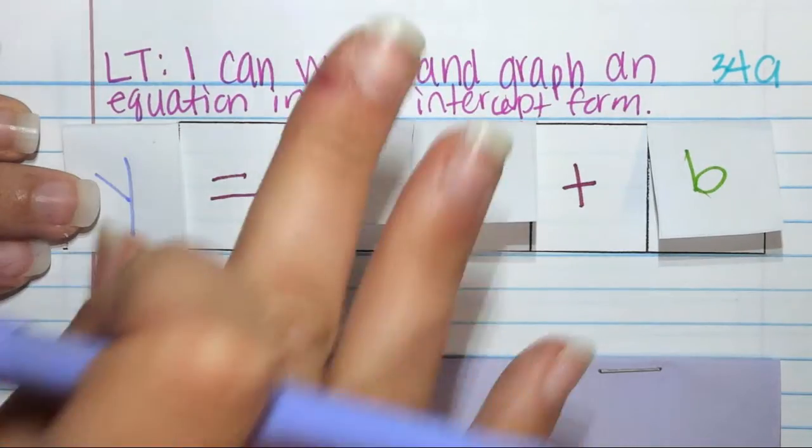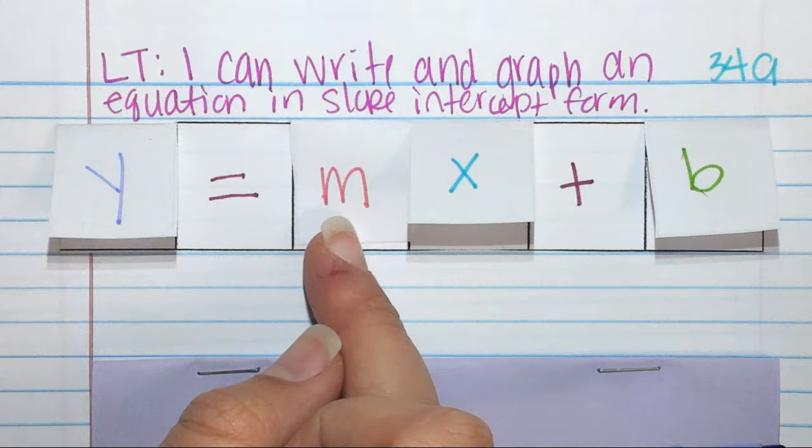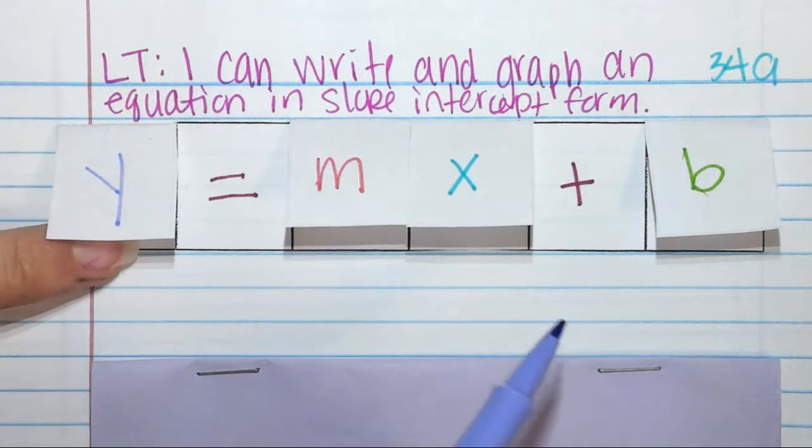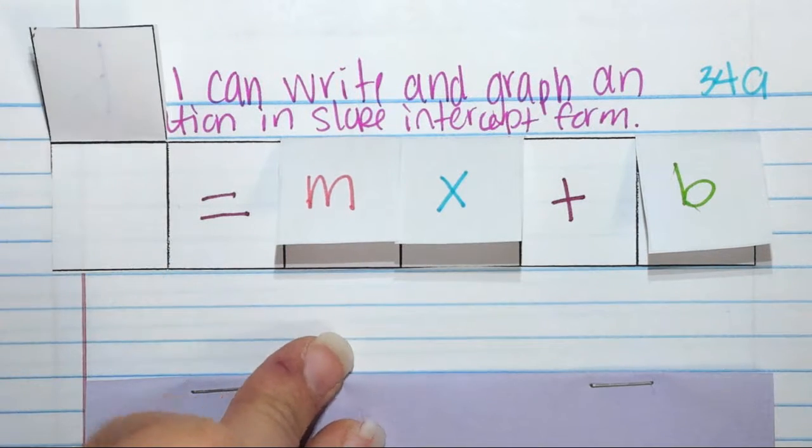Alright, so what we're going to do is talk about what each of the parts mean. Now, we know that m is slope. We've talked about slope before, but now we need to talk about what the other parts mean. So the y is not the y-intercept. It's actually the y-coordinate.